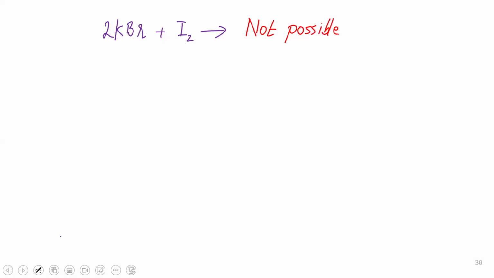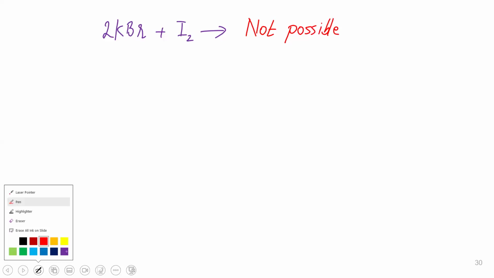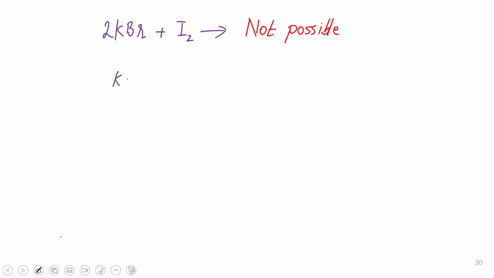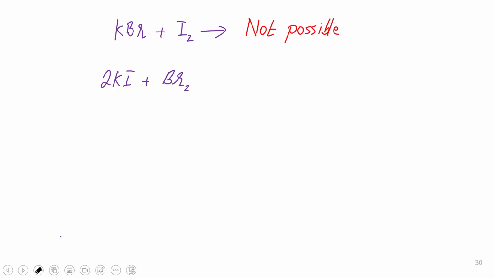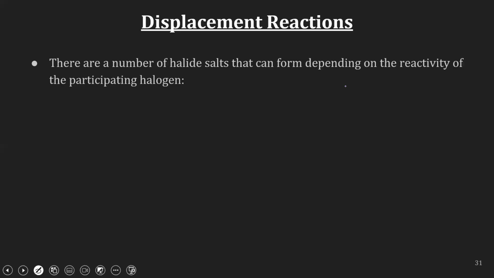So this reaction is not possible. I changed the reaction. I put KI plus Br2. Now, can you tell me if a reaction can occur? Yes, bromine will displace iodine. Look at this. So bromine will come in the solution, and very important is the game of colors.